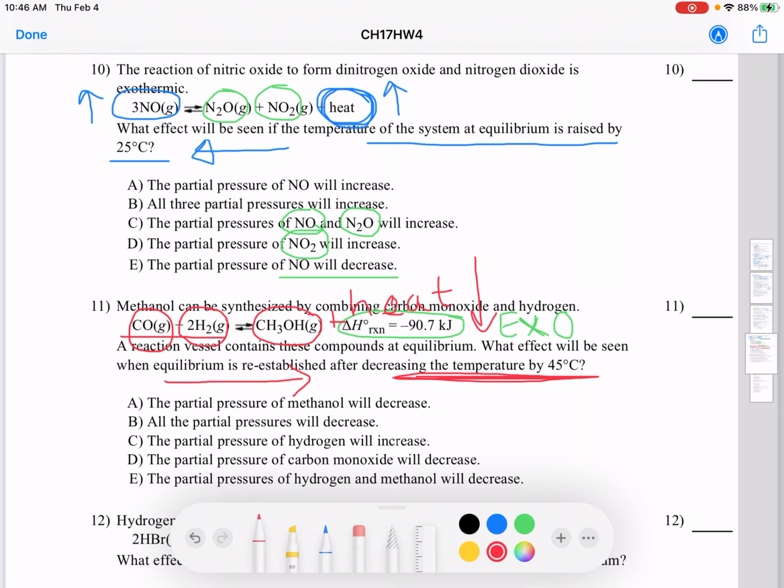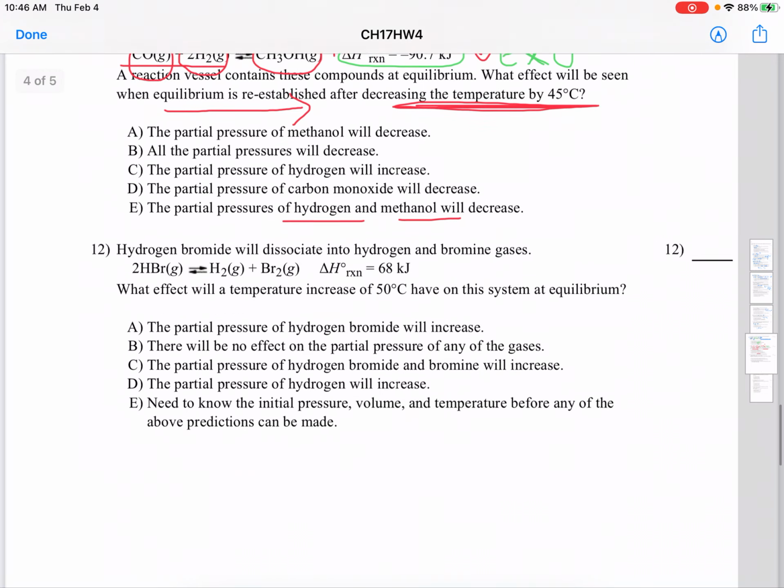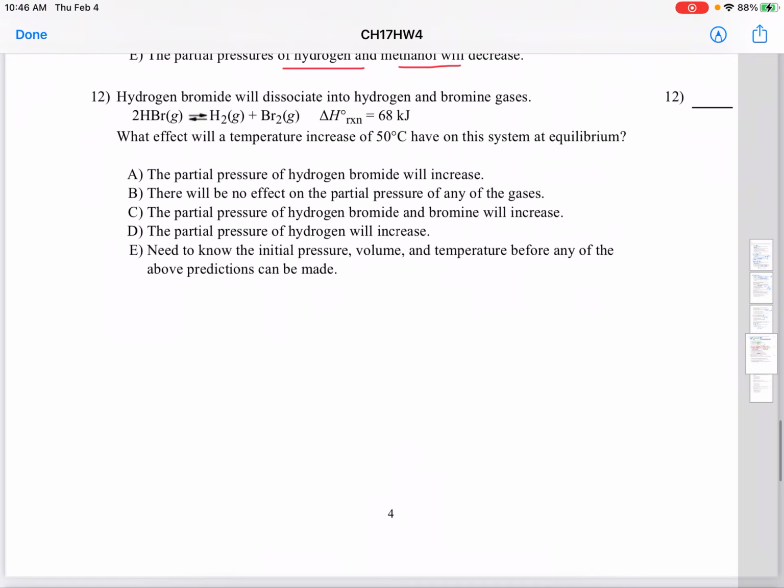So the amount of gas in the vessel is going to decrease. As a result, the partial pressure of carbon monoxide will decrease. And then the last one: the partial pressure of hydrogen and methanol will decrease. Hydrogen will decrease, that's true, but the methanol should increase because it's the product. We are making more of that. Okay? Makes sense, correct? And number 12.